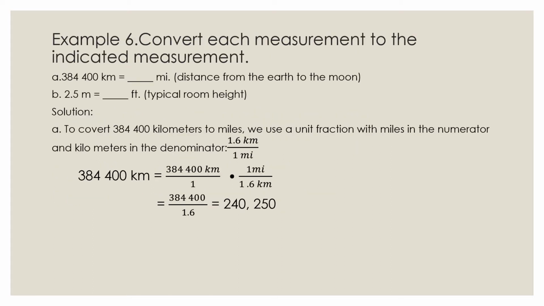Now, for example, convert its measurement to the indicated measurement. Okay, for example, we have here 384,400 kilometers to miles. It's the distance from the Earth to the Moon, no? Are you sure? Okay, so letter B, 2.5 meters to feet. So it's the typical room temperature.